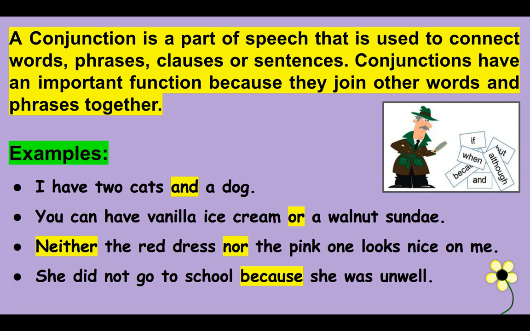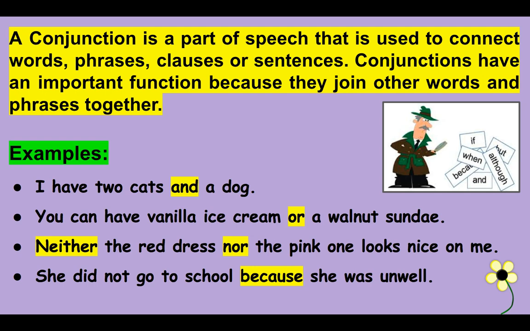I have two cats and a dog. If I split it into two sentences, it would be: I have two cats, I have a dog. Now, to make it one complete sentence, I used the conjunction "and" and then the sentence became: I have two cats and a dog. So, as you can see, it is very easy to join two sentences together using conjunctions.